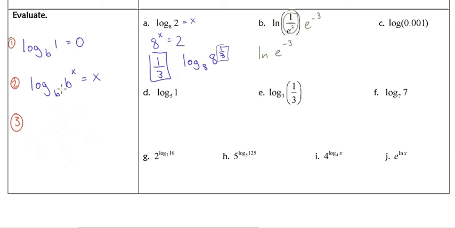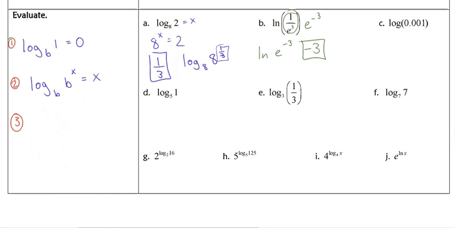Now that's the same rule again. We've got e and e. So if we have the same base as our result, then we're looking for the exponent. What is the exponent there? Well, it's negative 3. There's our answer on B.